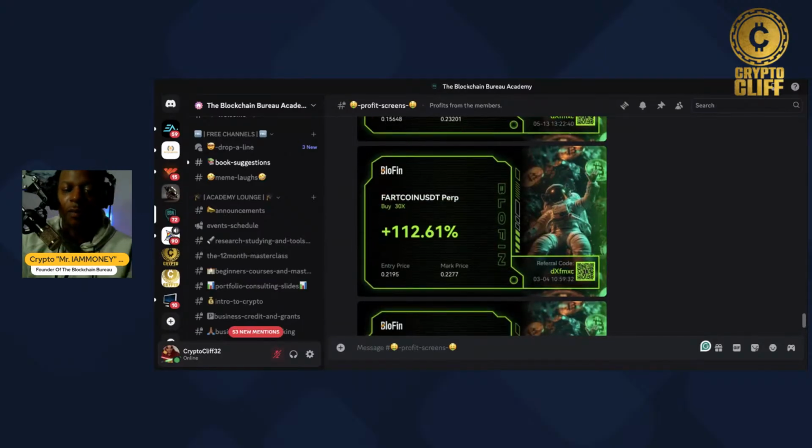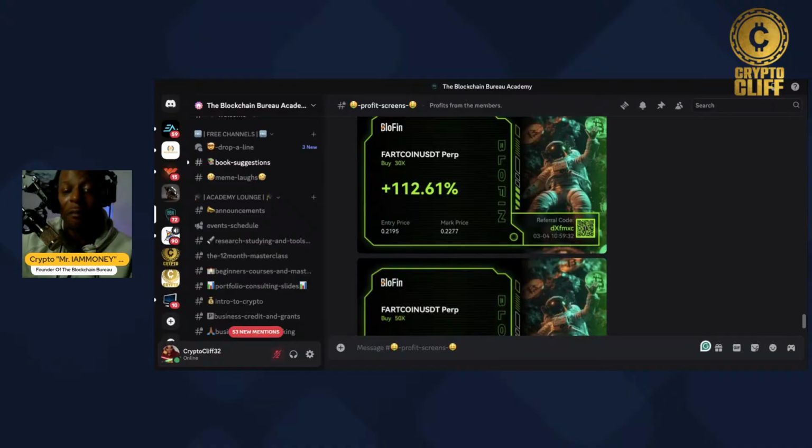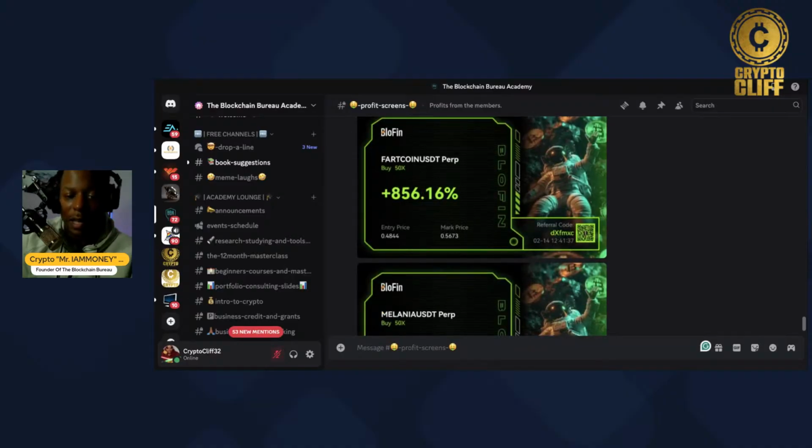All right, look at this one, Fartcoin, 112%. I only put a few $100s on this one. I should have put a couple thousand, but I got 112% in a matter of minutes. Look at this one, 856%. This is another play I put $1,000 on and made $8,000 in profit within a 2-hour period.